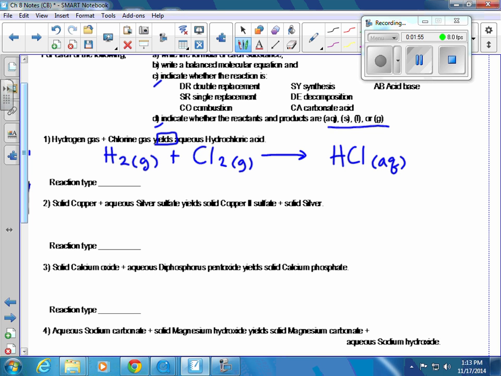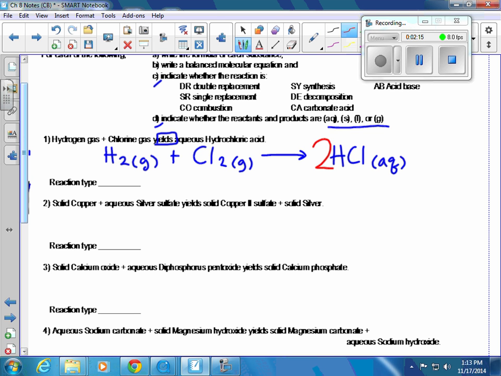So we write our chemical equation, and for part B, balance it. I look on the left side and I have 2 hydrogen and 2 chlorine. So if I put a whole number 2 out in front, remember we always balance in front, that gives me 2 hydrogen and 2 chlorine, and so I am balanced on both sides.